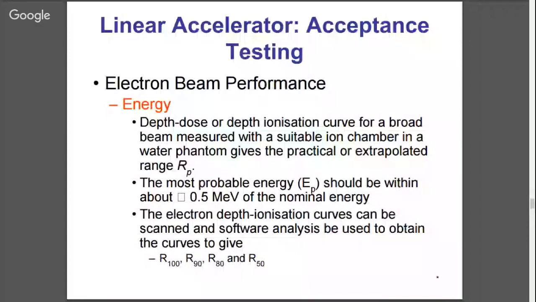Usually we can measure these using a water tank. So we measure the electron depth ionization curves. We just do a scan, and then the software will even give us various parameters. It will give us the depth of 100% of the dose, the depth of 90% of the dose, the depth of 80% and 50%. These are known as R100, R90, R80, and R50.